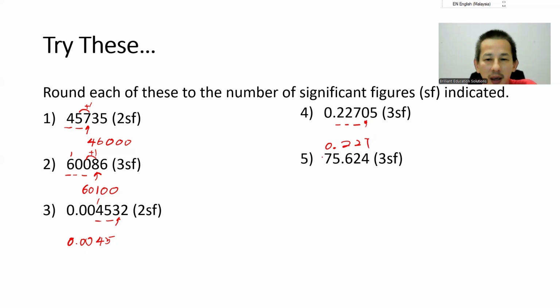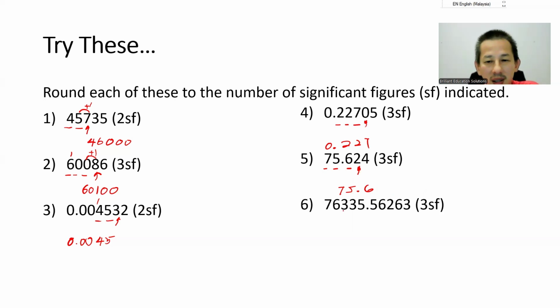Okay, next. 75.624 to 3 significant figures. The first significant figure is 7. So 1, 2, 3, and then the next digit is 2, so no need to add. So it's 75.6. It's after the decimal, so ignore the 2 and 4. Just remove them.